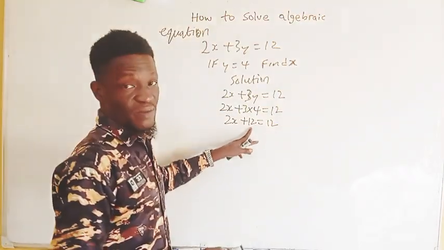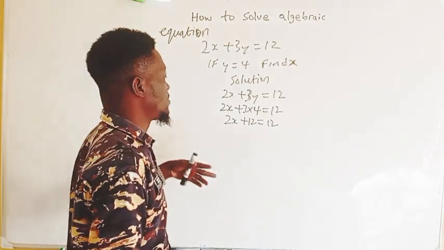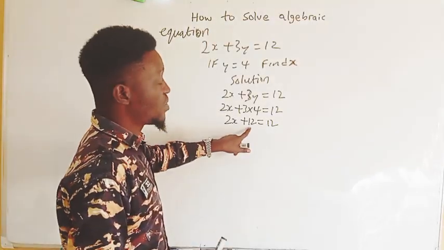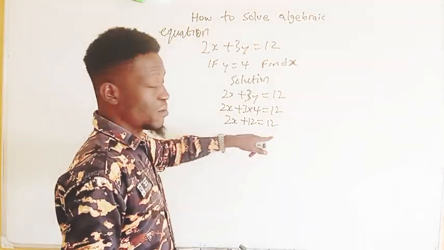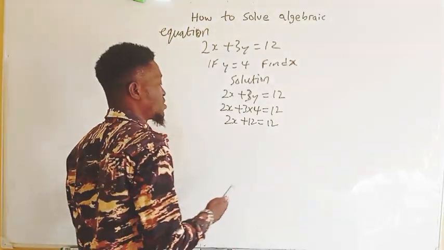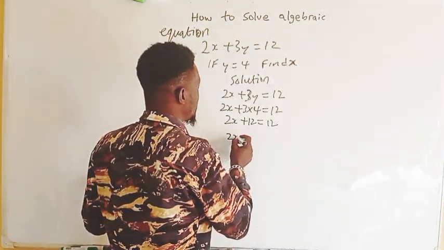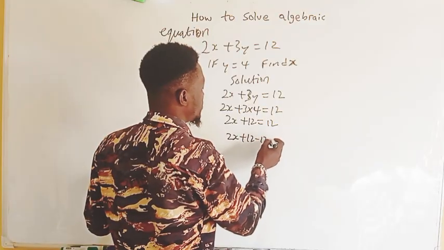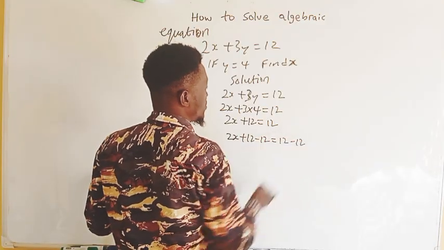2x plus 12 cannot be added together, isn't it? So you collect like terms. If you are collecting like terms, if it's plus here, you move it to the other side and it's going to be minus. So you say subtract 12 from both sides, okay? And if you are subtracting 12 from both sides, we're going to have 2x plus 12 minus 12 is equal to 12 minus 12, okay?